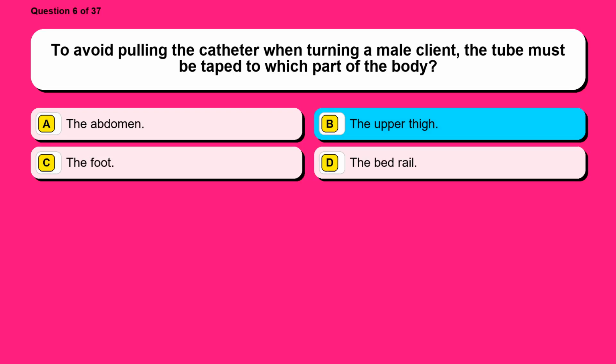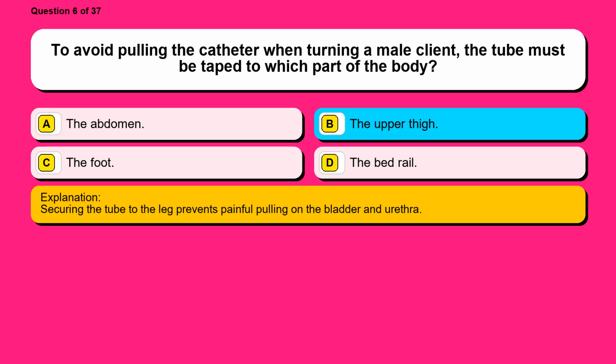The correct answer is option B. The upper thigh. Securing the tube to the leg prevents painful pulling on the bladder and urethra.